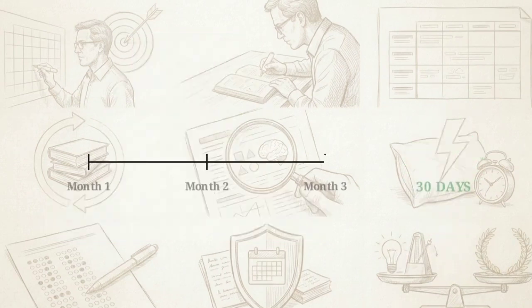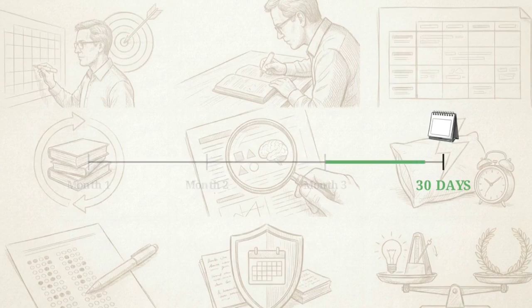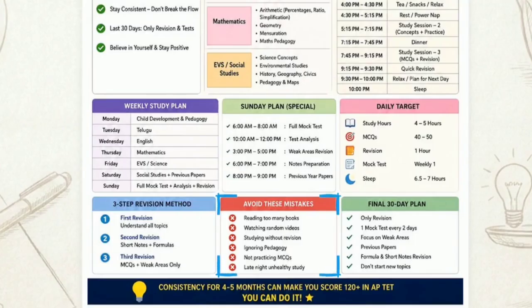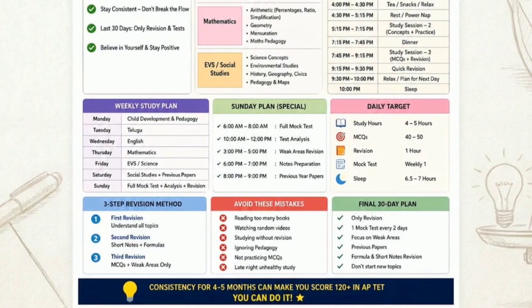As you enter the final 30 days before the exam, your strategy shifts entirely. This phase is exclusively about defense, rapid repetition, and avoiding errors. This section outlines what will destroy months of hard work. Do not open multiple new books. Do not watch random videos. And whatever you do, do not start learning new topics this late in the game.